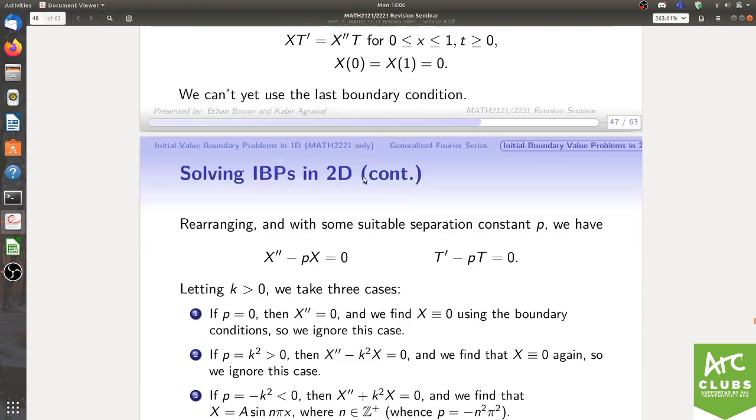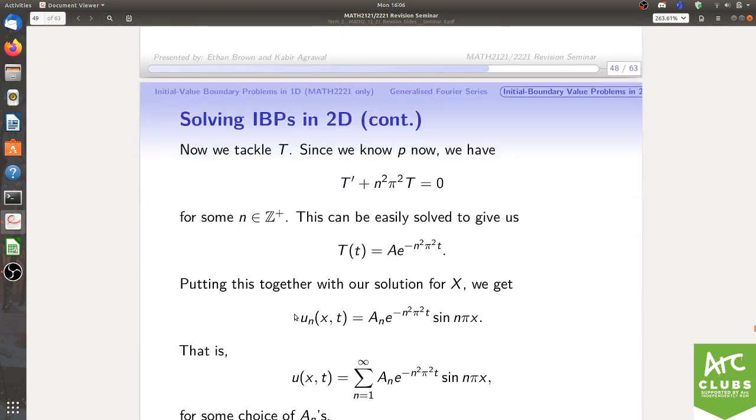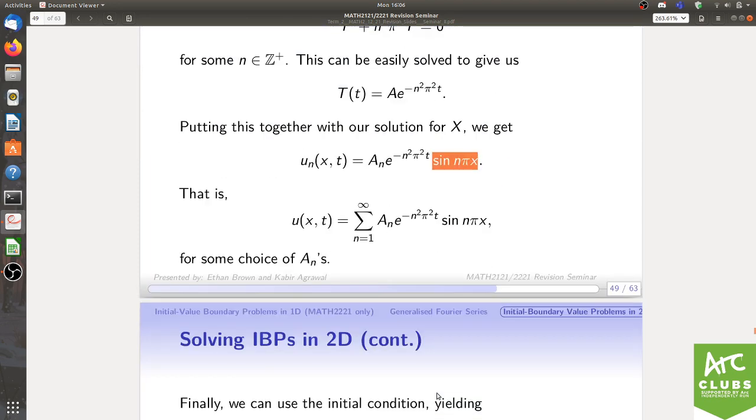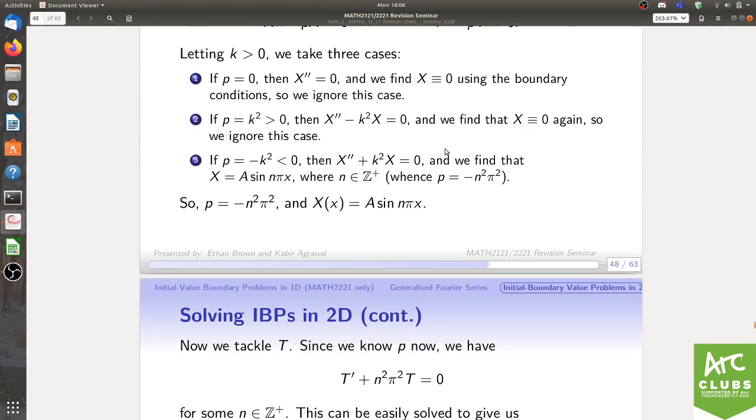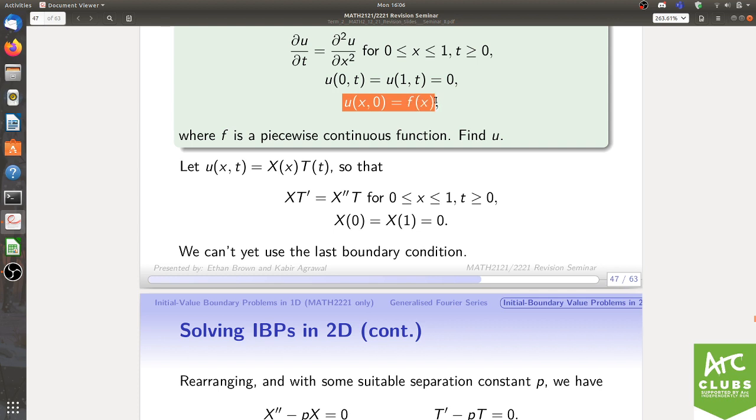So now we know that we can essentially create u_n to be a solution of the form: this is your coefficient, this is your time component, and this is your x component. And the ultimate solution is just a linear combination of all these functions. So the tricky part will be to work out what a_n is, and this is where the other initial condition comes in. We knew that when small t was 0, we had X(x) times T(0) is equal to f(x).